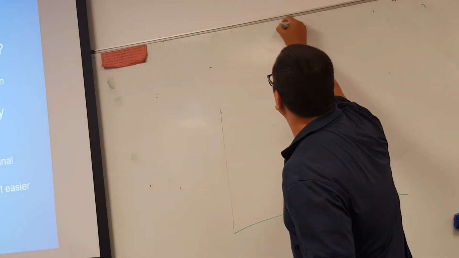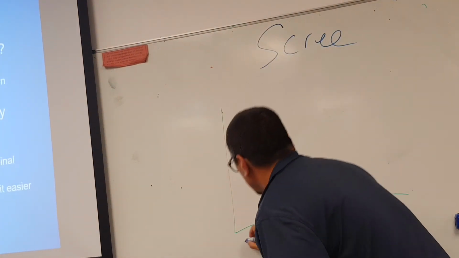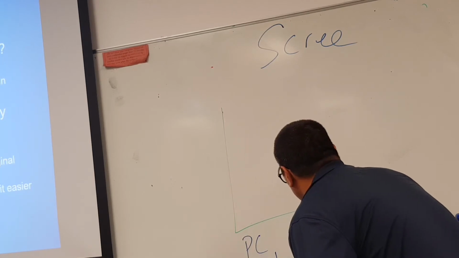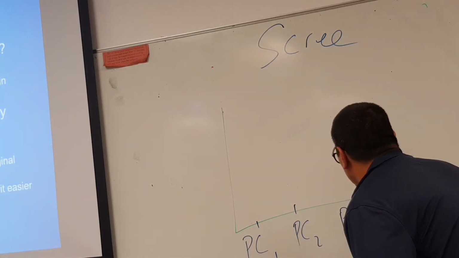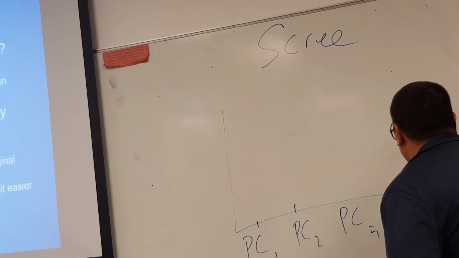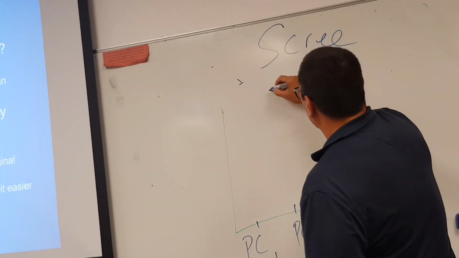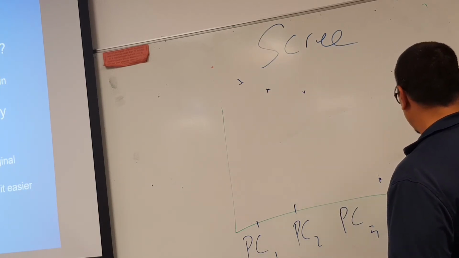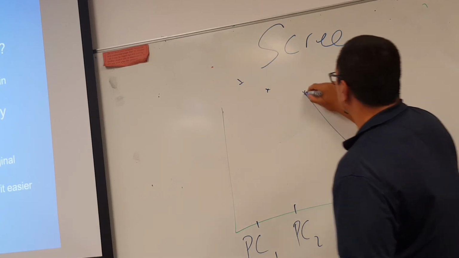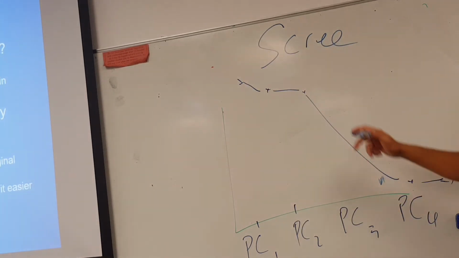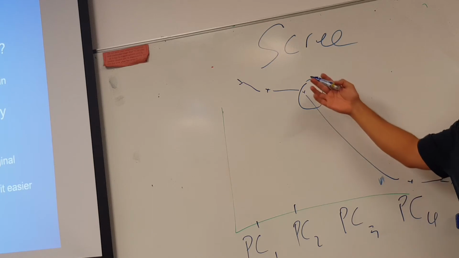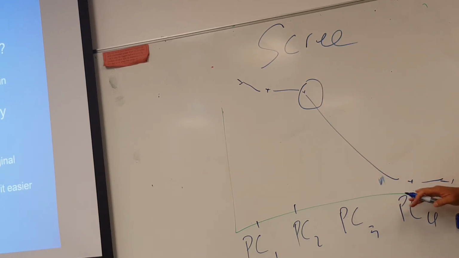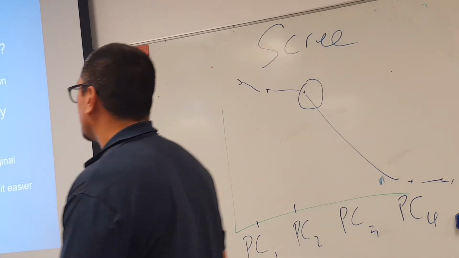a scree plot is PC1, PC2, PC3, PC4, right? If these guys have quite high values, and then PC4 has a low value, like this, then you would probably say, hey, look, the number of axes that I would use is 3, because after that, the fourth one and everything else after it doesn't really contribute a great deal relative to these things. So you look for the elbow in the plot.